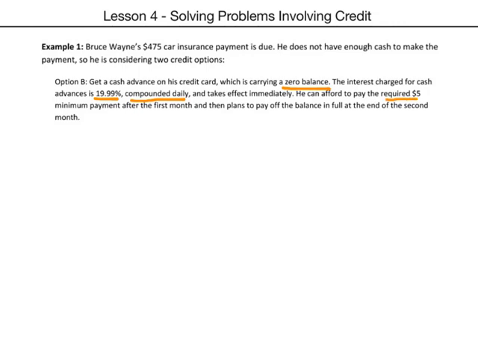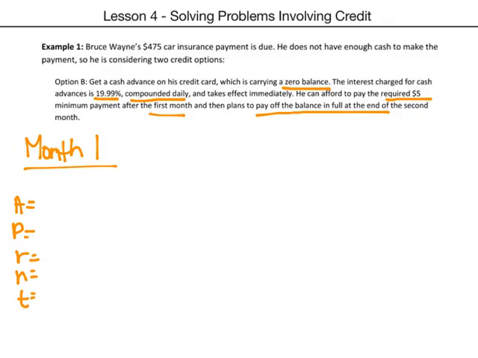He can afford to pay the required $5 minimum payment after the first month, and then he pays off the balance in full at the end of the second month. So because he's paying it off in full, we are going to use compound interest again, but we're going to break it down by month 1 and month 2. So after month 1, we're going to see how much interest he's accumulated.